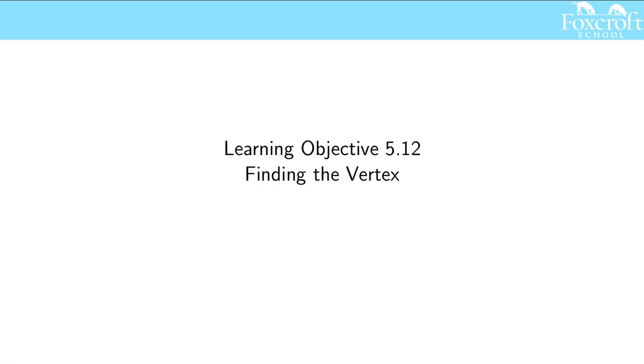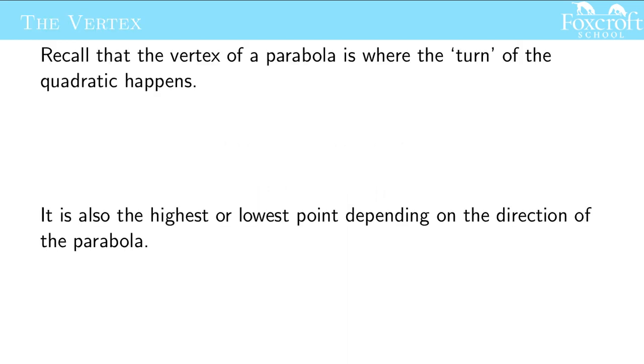So in a previous video, we learned about what the vertex of a quadratic is, and it's this important point where this turn happens. And in this video, we're going to look at how we find that if we don't have the graph at the start. So again, the vertex is where that turn happens.